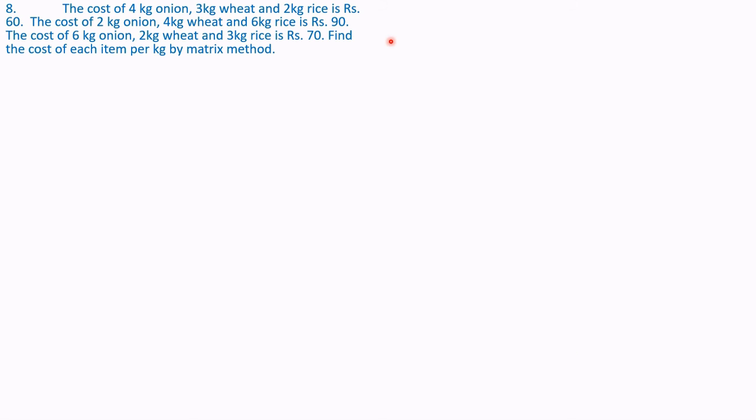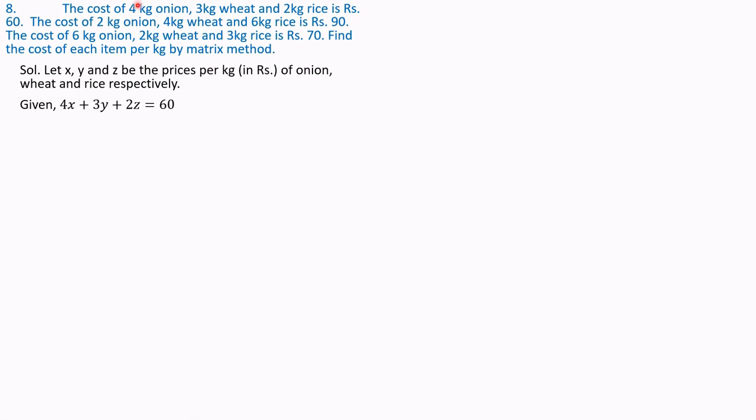Question number 8. Here, the cost of 4 kg onion, 3 kg wheat, and 2 kg rice is 60. The cost of 2 kg onion, 4 kg wheat, and 6 kg rice is 90. The cost of 6 kg onion, 2 kg wheat, and 3 kg rice is 70. It is given. Find the cost of each item per kg by the matrix method. Let us solve it. Let X be the price of onion, Y be the price of wheat, and Z be the price of rice per kg in rupees.